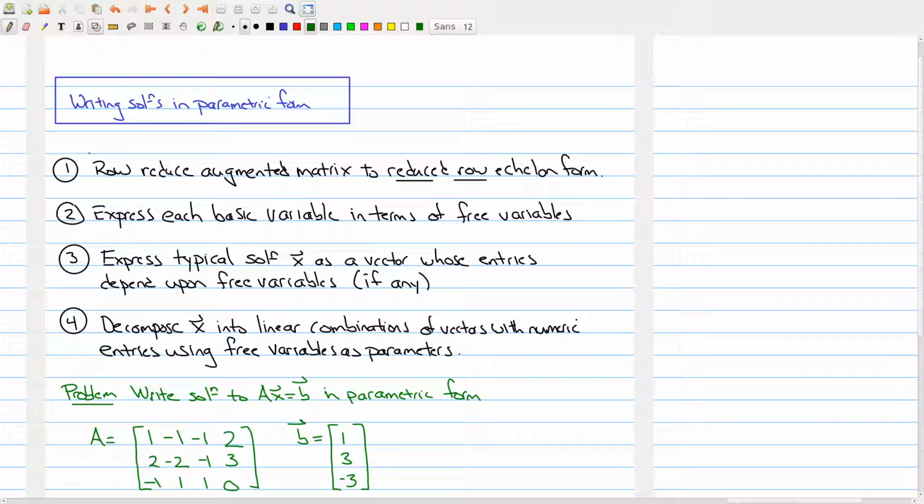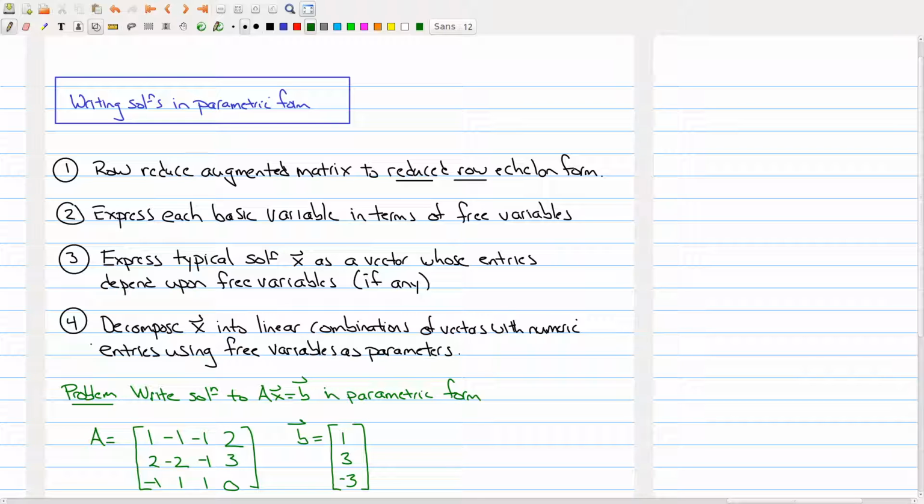One starts by doing what we learned back in lecture 1 and lecture 2 about row reducing your augmented matrix to the reduced row echelon form. The reason you want to do that is because it makes step 2 very easy. It allows you to express each basic variable in terms of its free variables. Then we want to express a typical solution as a vector whose entries only depend upon the free variables, if there are any. And then finally, we want to decompose your vector x into linear combinations of vectors with numeric entries, being multiplied possibly by our free variables as parameters.